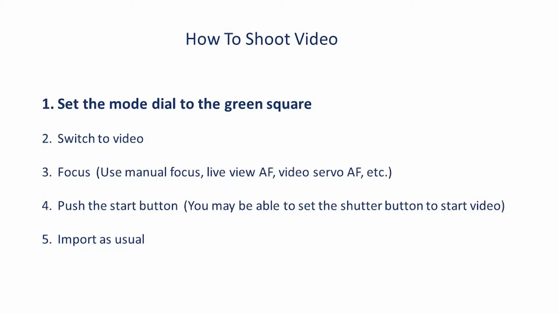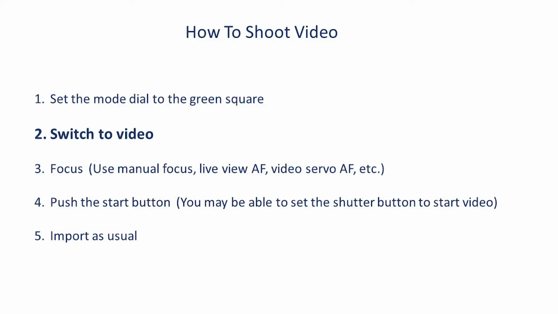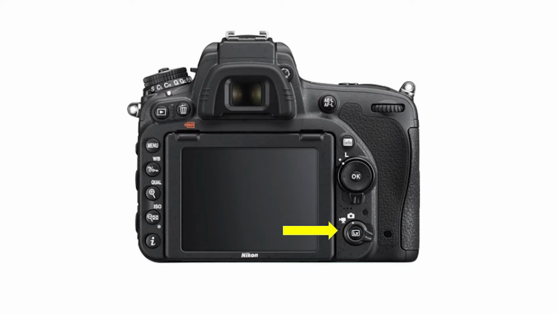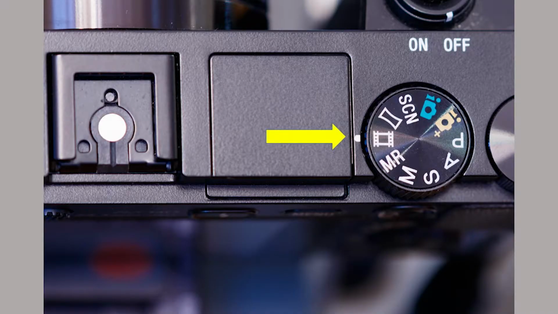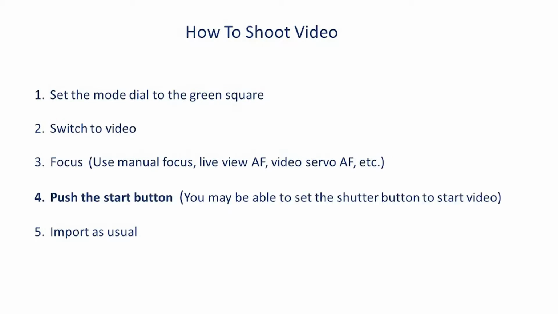You're going to go to a fully auto mode, switch your camera to video. Canon has got like a little picture of a video camera. Nikon's got the same thing, a switch on the back. Sony has a dial. You're going to focus the camera. This is a good time to look at the manual again because every camera is going to be a little bit different and the focus is important.